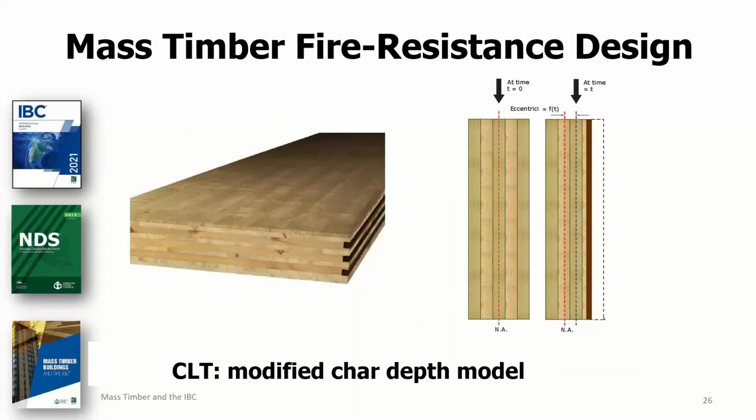All right, the table that I showed on the last slide provided char depths and effective char depths for wood products other than CLT. Now let's talk about the char depth model specified for CLT within the NDS. This is different from the model that's used for all the other wood members or wood product types. This difference acknowledges a phenomenon in which a portion of the protective char layer is lost when the char front reaches a glue line.